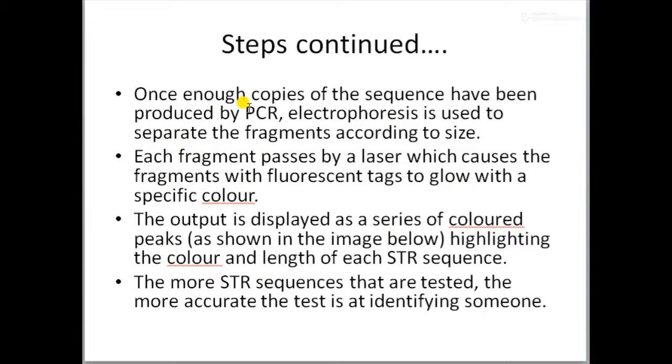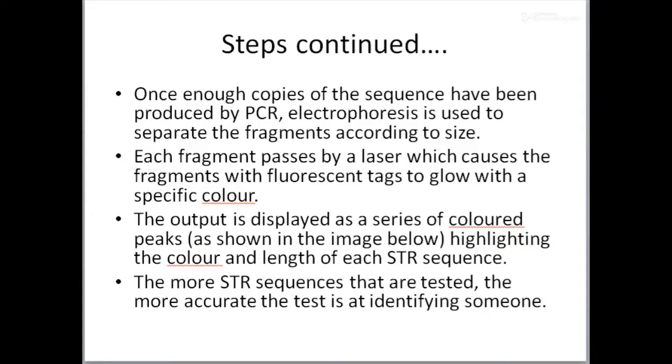Once the copies of the sequences have been obtained, you carry out electrophoresis and separate them according to size. Each fragment passes by a laser, which causes the fragments with fluorescent tags to glow with a specific color. This output is analyzed as a series of colored peaks. So you get a profile, and a different color indicates each STR sequence. The more STR sequences used for profiling, the more accurate it becomes to identify a particular person.